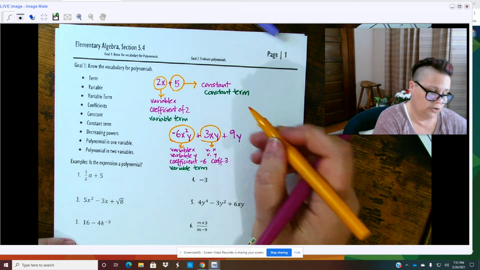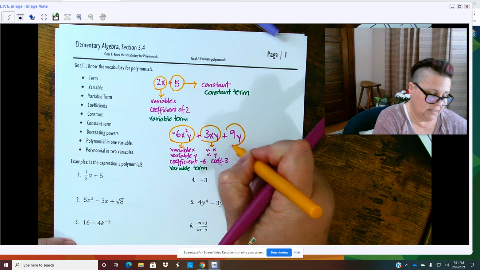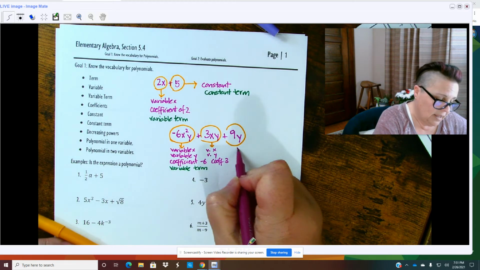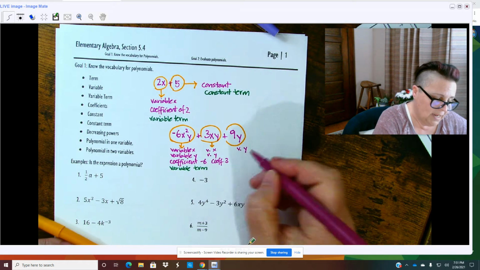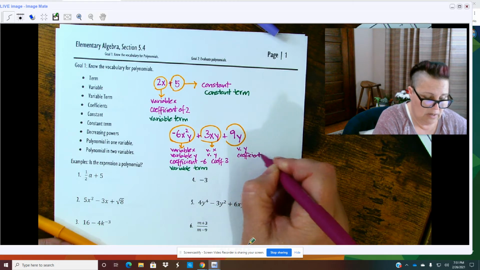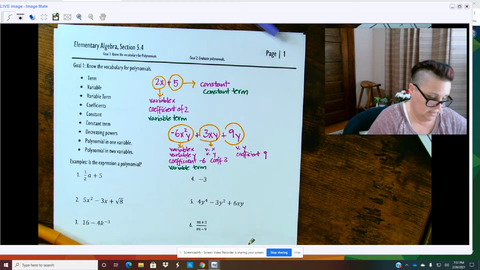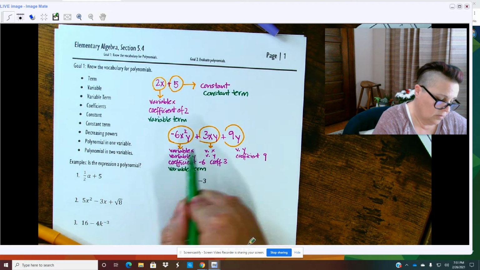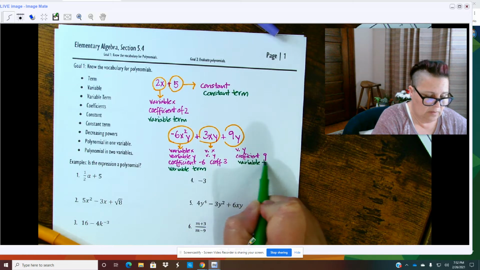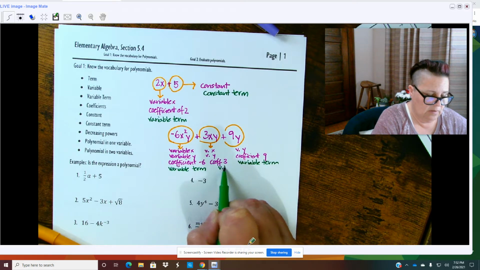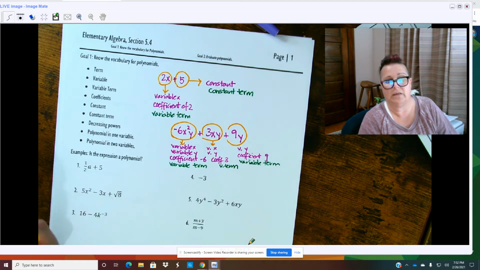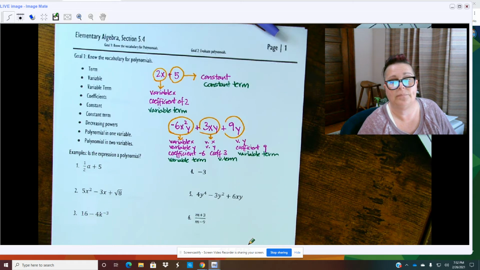My last term is the plus 9y. This is, again, a variable term. I have a variable here of y and a coefficient of 9. This is a variable term as well. Okay. I'm using just a V to substitute for writing out variable because otherwise my hand gets tired.